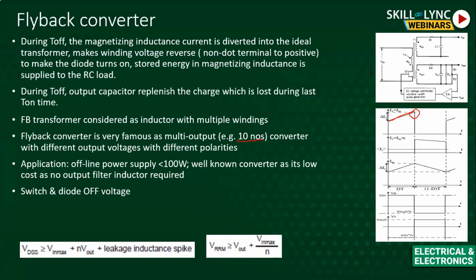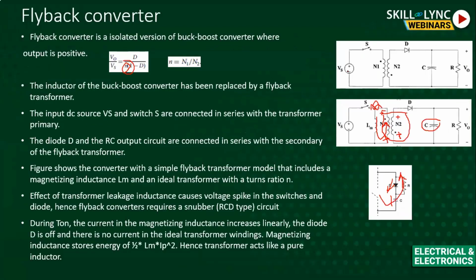Whenever it is off, the switch voltage seen will be the input voltage only. And the diode is similar. When it is off, the voltage seen by the diode in the off condition is the output voltage. So the PIV, peak inverse voltage, is the output voltage. Those are the selection criteria of the switch. So that is here.